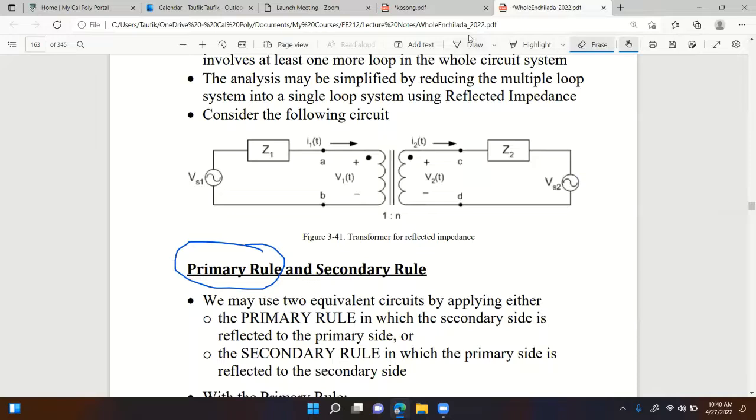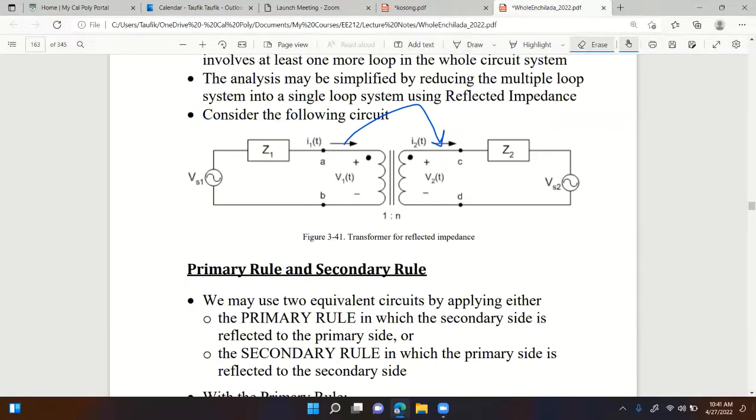Whereas secondary rule is the opposite, right? Here I would reflect components on the primary side to the secondary side. If that is the case, then values on the secondary side, Z2 and VS2, would stay the same, whereas values on the primary side, VS1 and Z1, would change to their reflected values. So Z1 becomes Z1 prime, VS1 becomes VS1 prime. Any question on this?